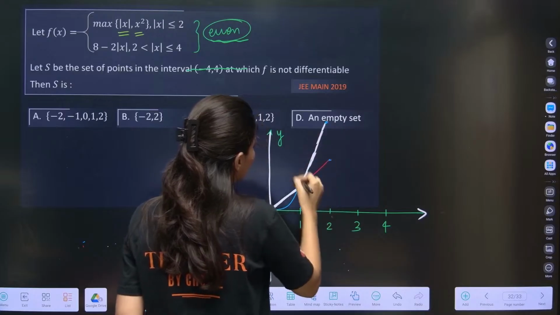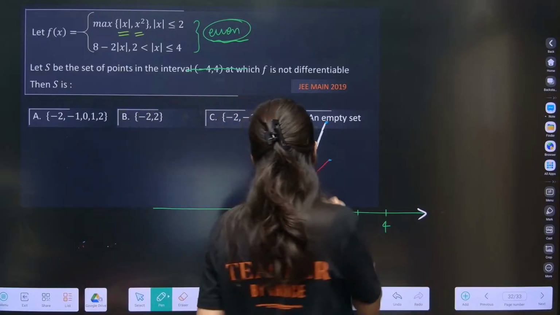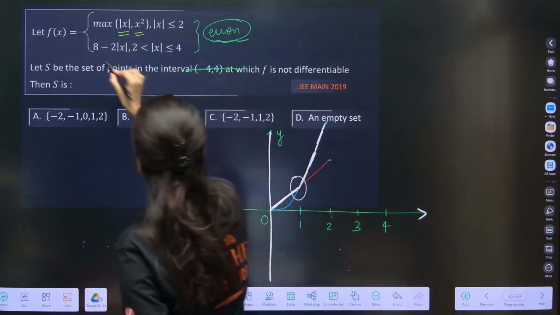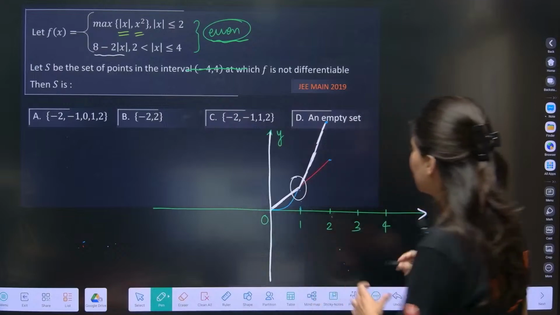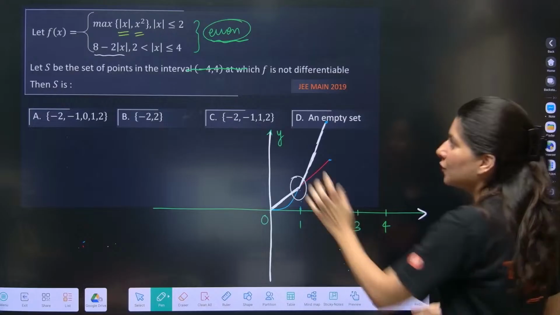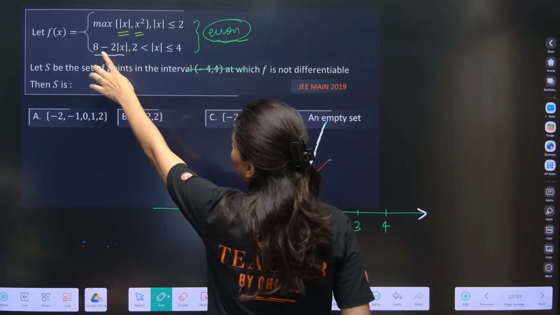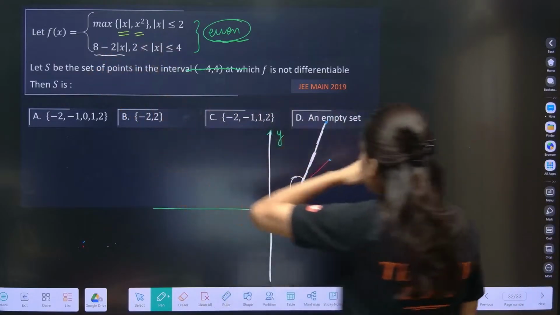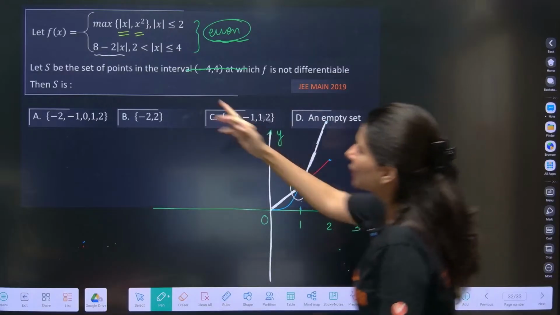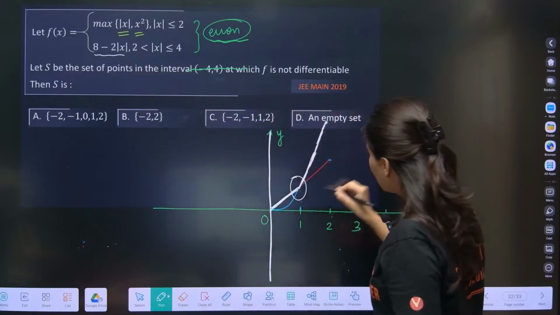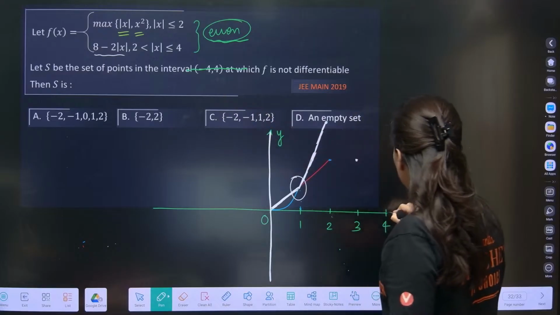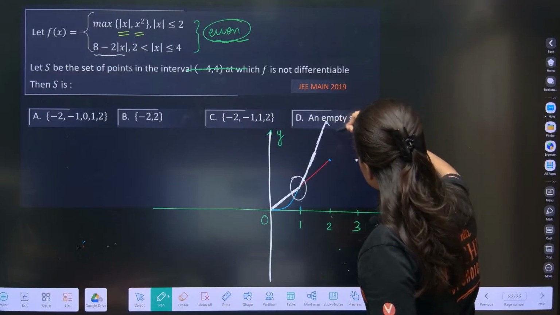So this white one is my main graph. And we can see there is a sharp corner at x equals to 1. Okay. After that, what will happen? 8 minus 2x. So we need to plot 8 minus 2x between 2 and 4 now. So if I put x is equals to 2, what do I get? 8 minus 2, 2s are 4. So 4 only you are going to get, and this is 4 only. So graph starts from here. And if you put x is equals to 3, you are going to get 2. So 2 is here. And if you put 4, you are going to get a 0. So this is a straight line which looks like this.